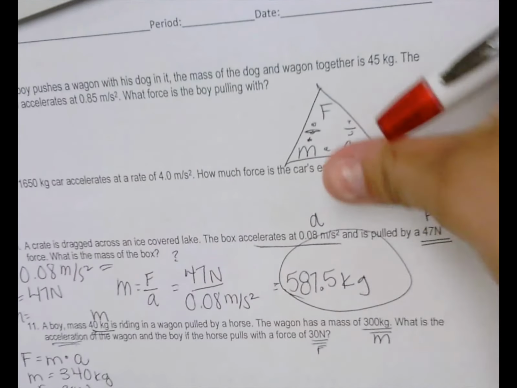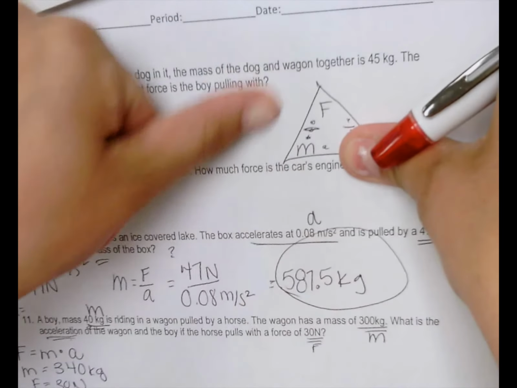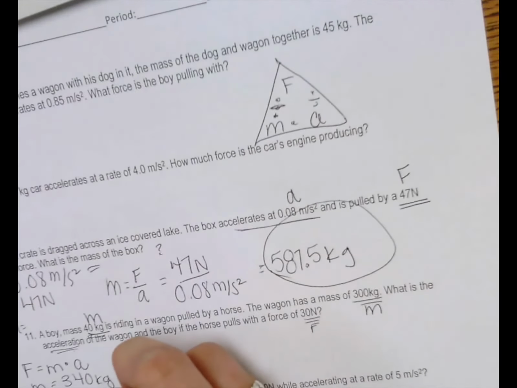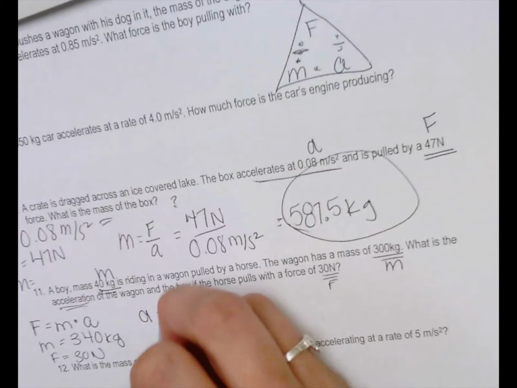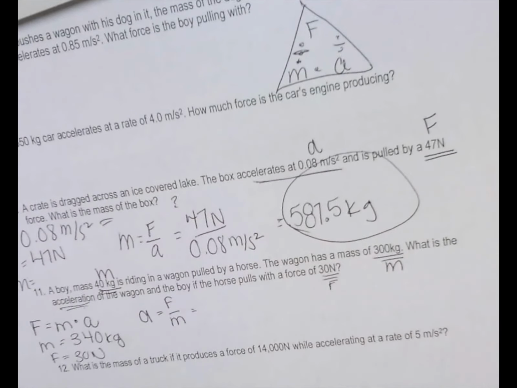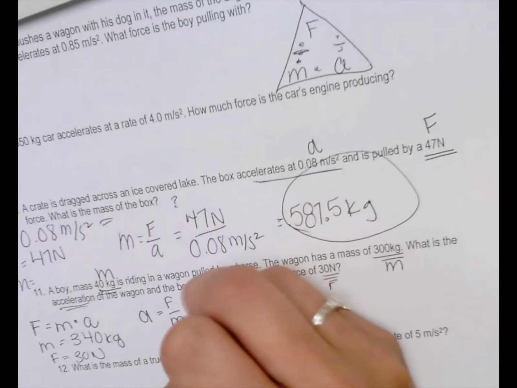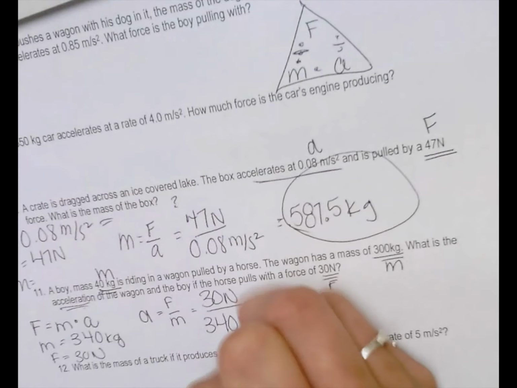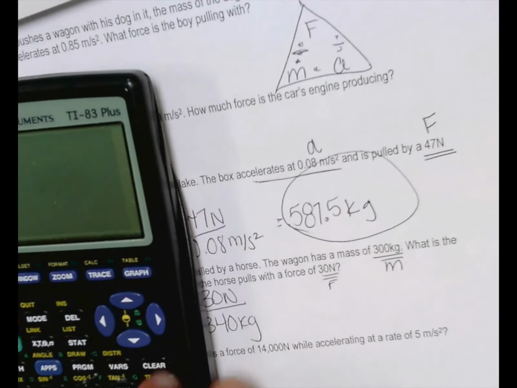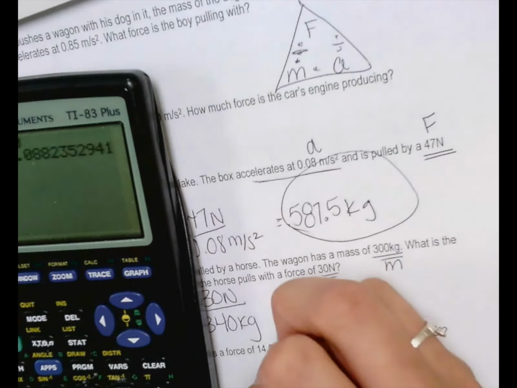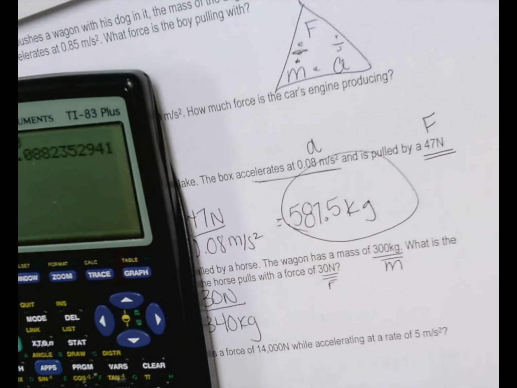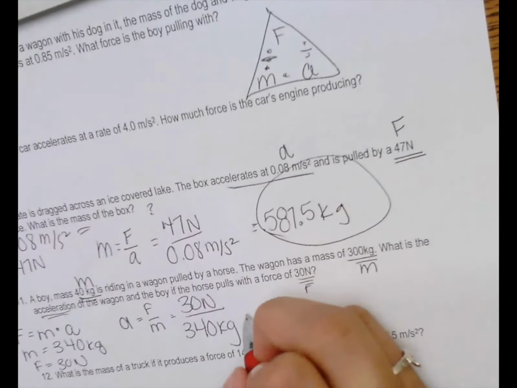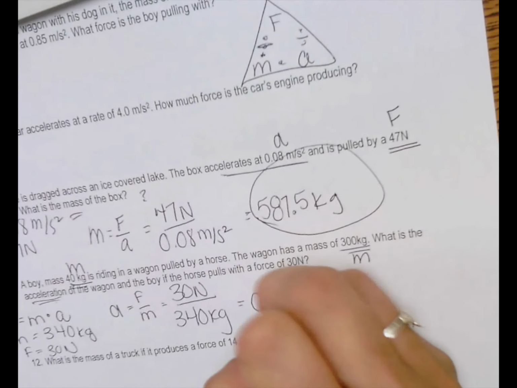If we're looking for the acceleration, it equals force divided by mass. So then the force would be 30 newtons. The mass would be the total mass, which is 340 kilograms. Go ahead and plug that in. We've got 30 divided by 340. We get 0.088. I would just round that to 0.09. So your final answer for acceleration is 0.09.